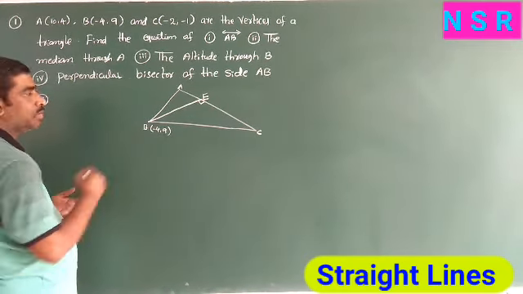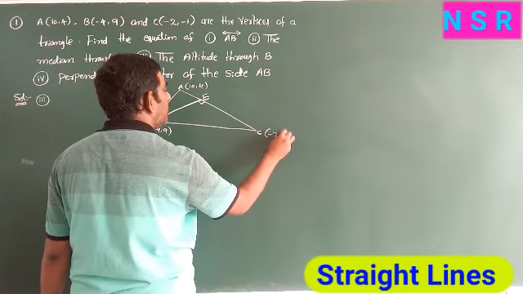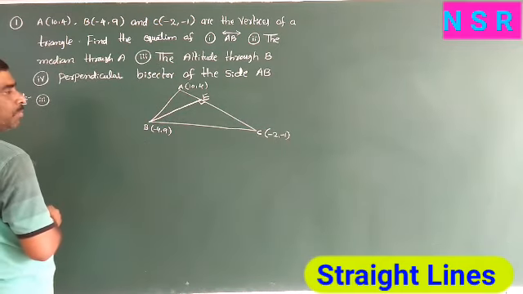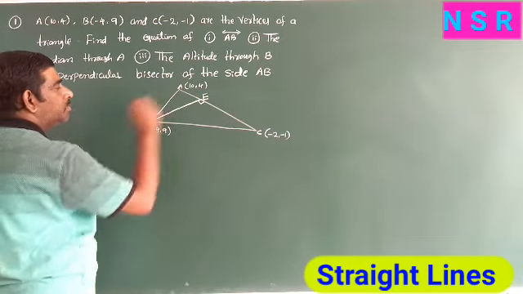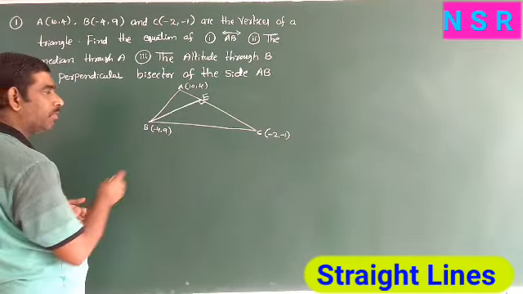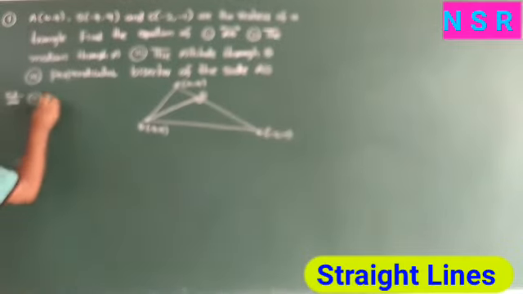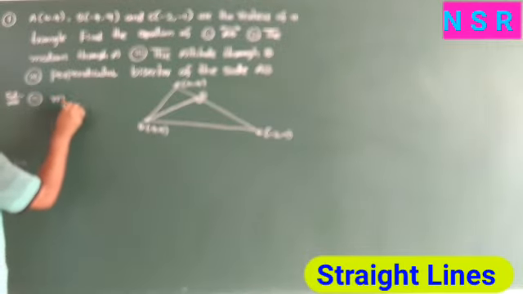So here BE is perpendicular to AC. So first find the AC slope. So here A point is 10 comma 4 and C point is minus 1 comma minus 2. It is very difficult to find this point, so that's why we are finding the slope of BE. So how to get the slope of BE? If we have the AC slope, we can easily find out the BE slope. Why? Because here BE is perpendicular to AC. So first find the slope of AC.